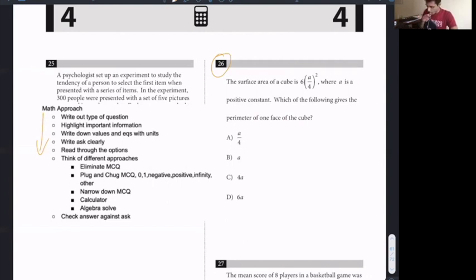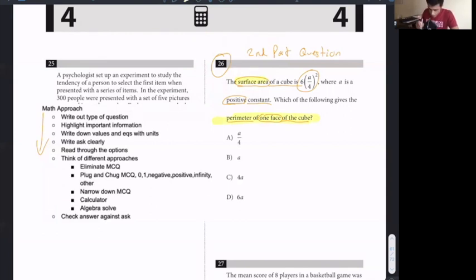All right. So for this one, this is a tricky question, so it's okay if you're struggling with this a little bit. So let's look at the question. The surface area of a cube is 6a over 6 times a over 4 squared, where a is a positive constant. Which of the following gives you the perimeter of one face of the cube? So we highlight it. We notice that this is a second part question. This is asking for the perimeter of one face of the cube, but it's giving surface area over here. So don't get tricked by second part questions.